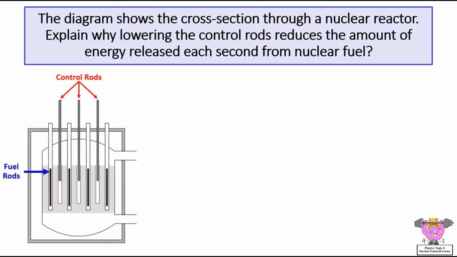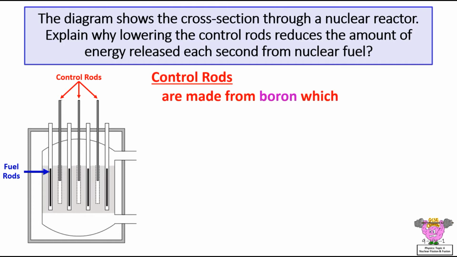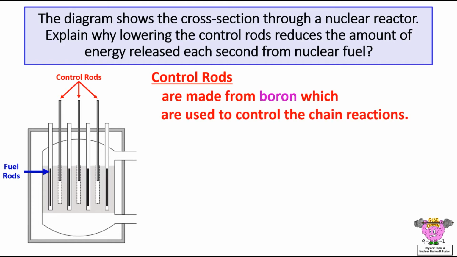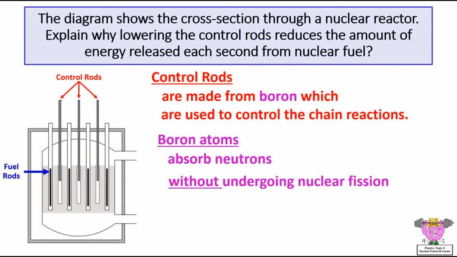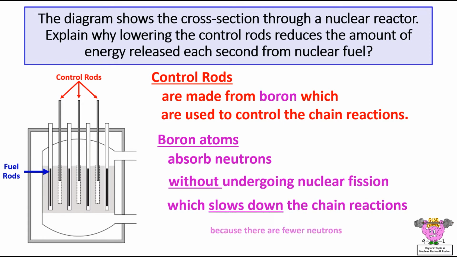The diagram below shows the cross-section through a nuclear reactor. Explain why lowering the control rods reduces the amount of energy released each second from nuclear fuel. Control rods are made from boron, which are used to control the chain reactions. Boron atoms absorb neutrons without undergoing nuclear fission, which slows down the chain reactions because there are fewer neutrons.